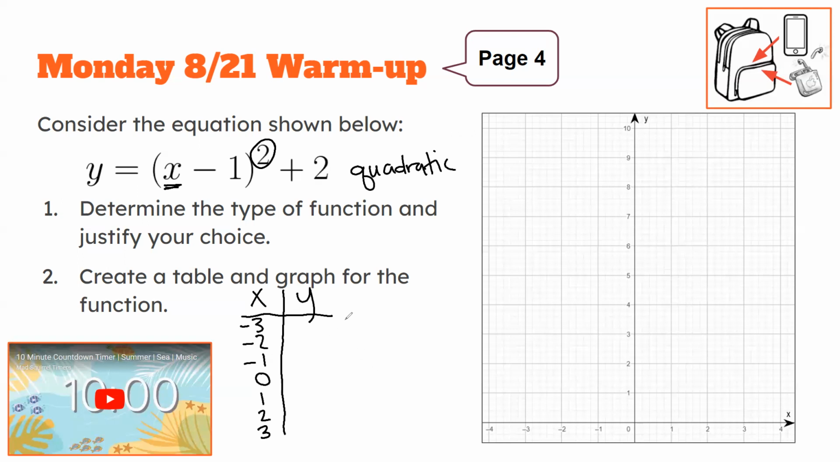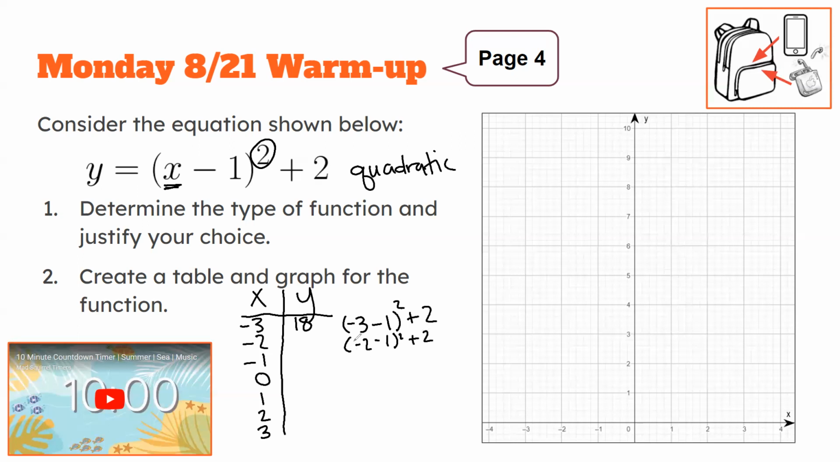So to find our y values, we're going to take that function, and everywhere we see an x, we're going to plug in that value in our table. So -3 minus 1 squared plus 2. -3 minus 1 is -4. -4 times itself is positive 16. 16 plus 2 is 18. And we're just going to continue this pattern all the way down.